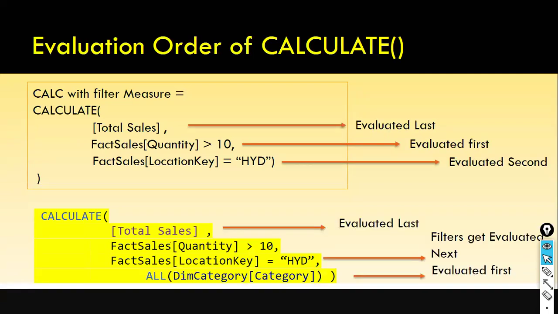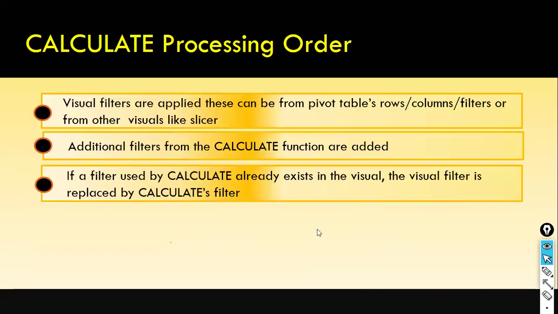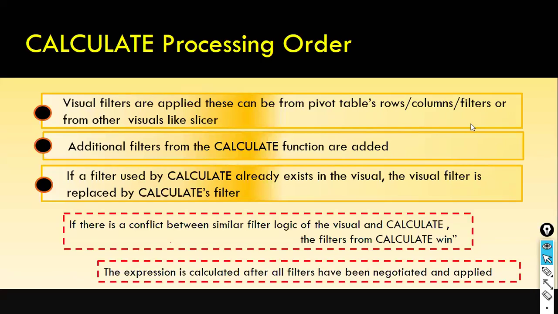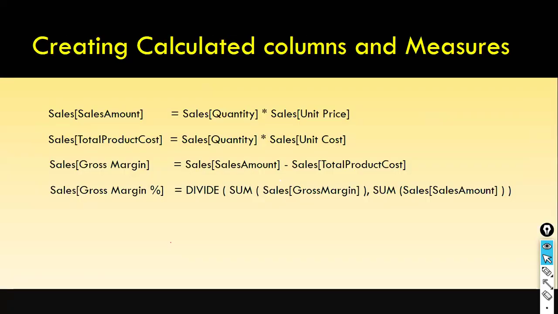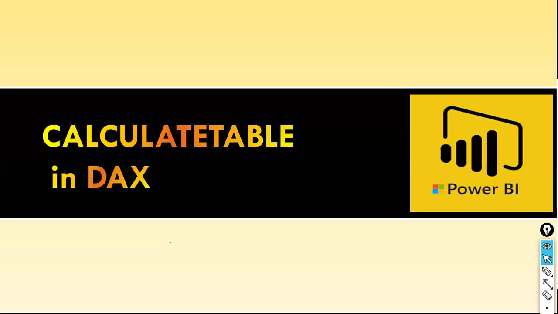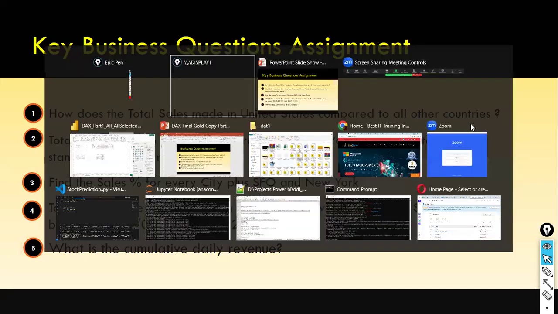Look here. In this case, the ALL function, which is nothing but the filter one, that one will get evaluated first. And then the next one is this one, and then this one. So this is the processing order. In the case of the visual filters, they are applied, which can be from your additional filters. This one we can discuss when I give you a demo so that you'll be able to understand. These are some examples.